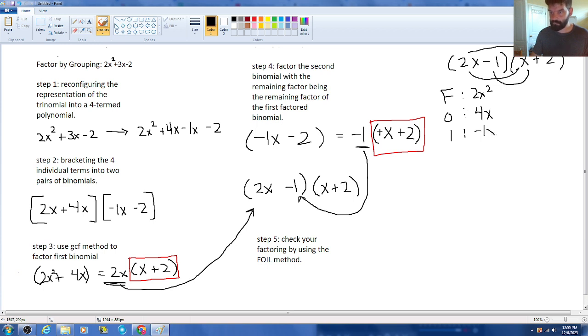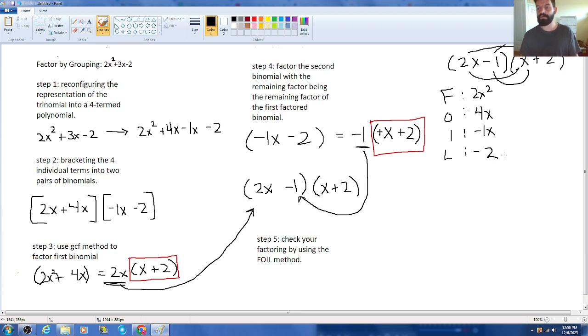or negative 1x. Remember that 1 can always just be used for housekeeping. In a lot of tests and standardized tests, if it's just an inferred 1 coefficient on x, you won't see it, but again, it always helps for housekeeping and just keeping things organized. And then the last is going to be negative 1 times positive 2, which is negative 2.